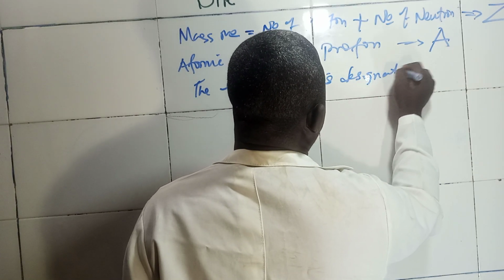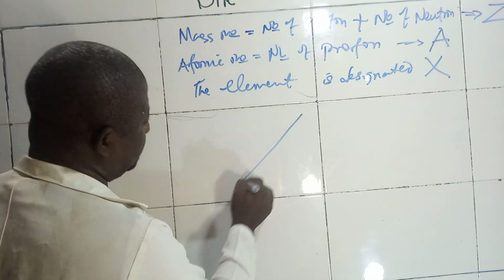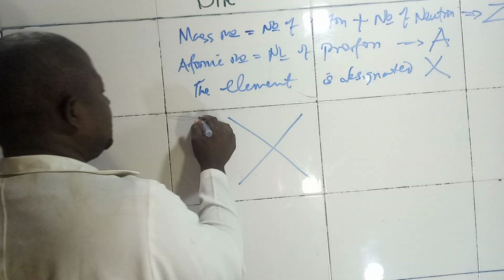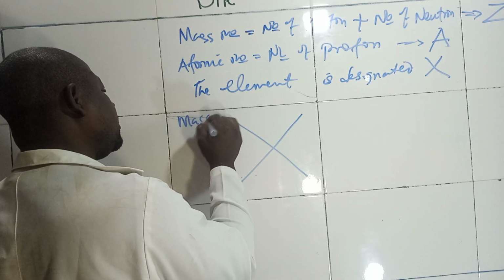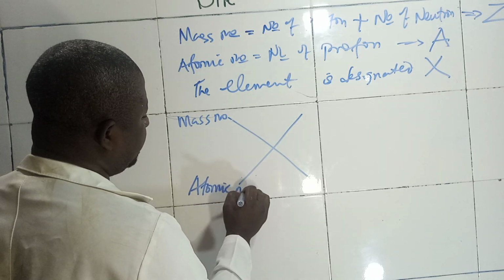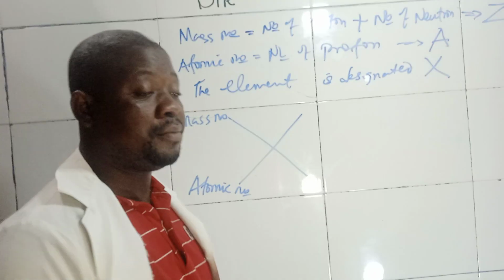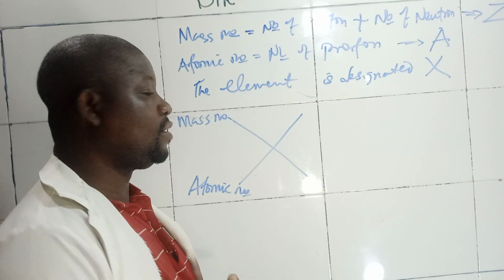The element is designated as X. So to represent this, you have your X. This is now your mass number, and this will be your atomic number. I'm already going into the periodic table gradually, so that by the time I'm talking about the periodic table, I don't need to be talking about this again.